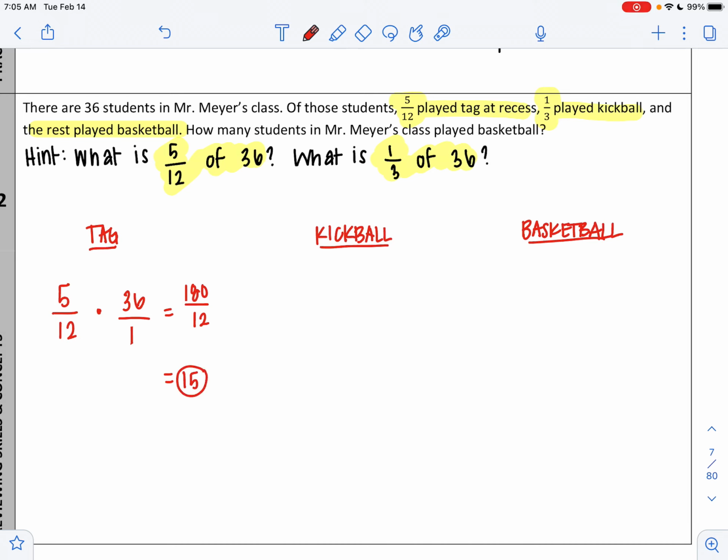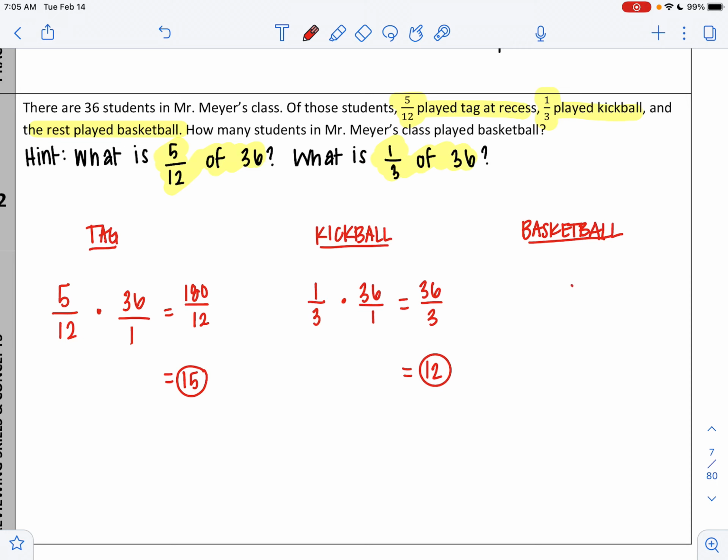Now you can repeat the process for kickball. This time you have 1/3 times 36, and again we'll put it over 1, equals 36 over 3. And 3 fits into 36 12 times. So I know 12 students played kickball.